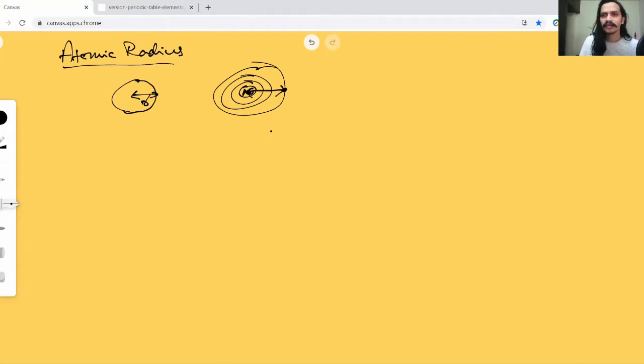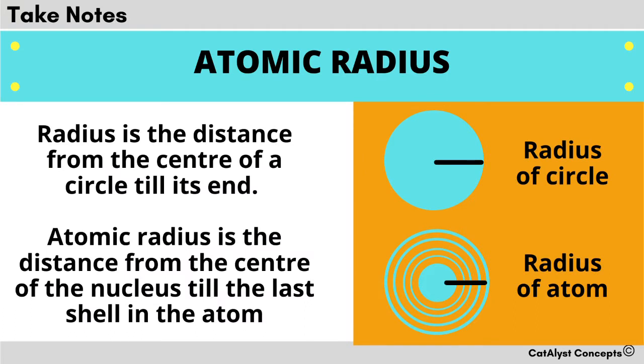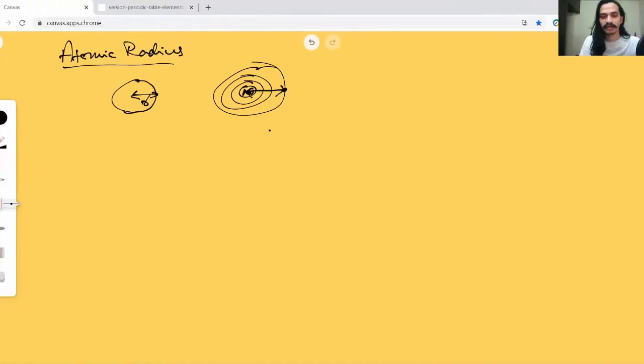But how do we measure something like this? I mean, atoms are so small. How do we find out what exactly it is? Okay, there's one issue with this specifically. If you remember, Heisenberg's uncertainty principle says that you can't really know exactly where an electron is at any given time, right? Because they move so fast. So because of that, we can't really measure it like this.